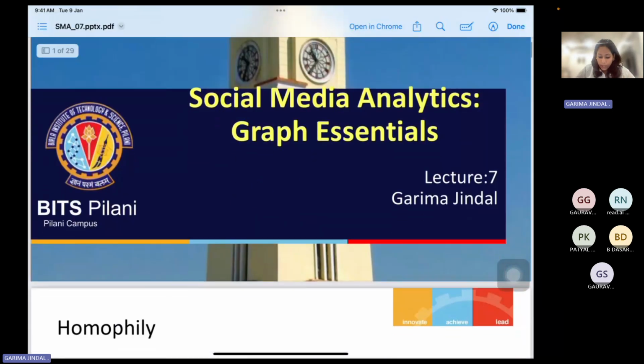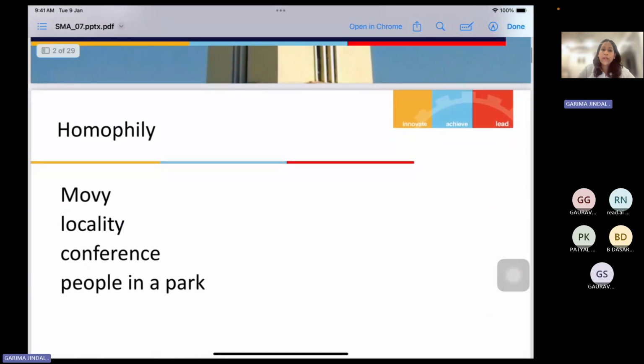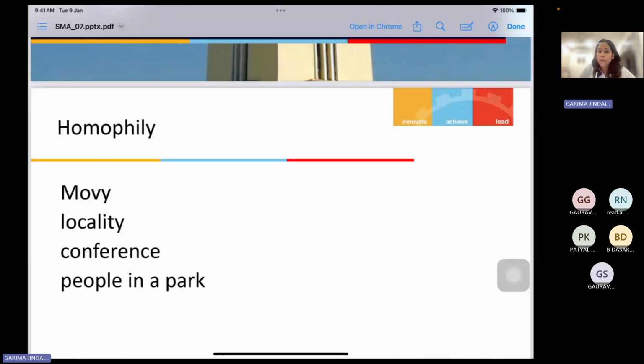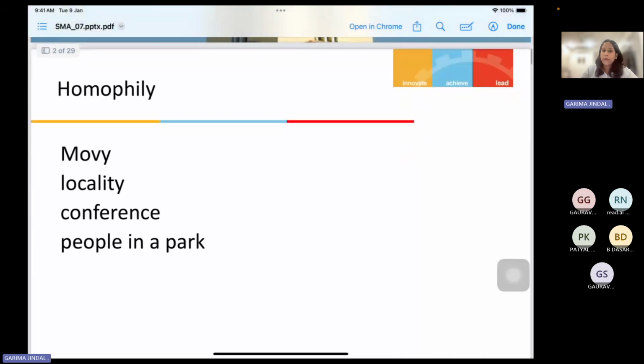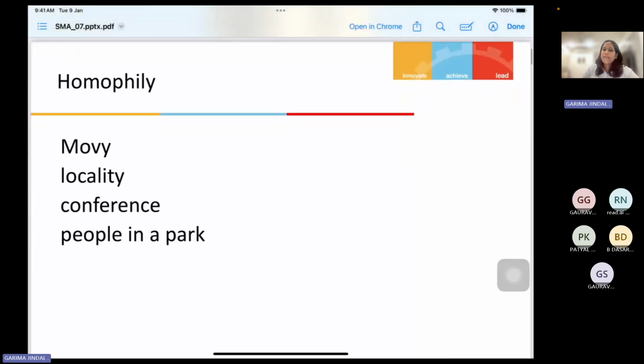Now in today's lecture, we are moving to a very important property in the network, that is communities. One question is, how do you identify the groups or the clusters in the community? There is a very important phenomenon in social networks that is called homophily. So what is homophily? I will give you some examples of homophily.